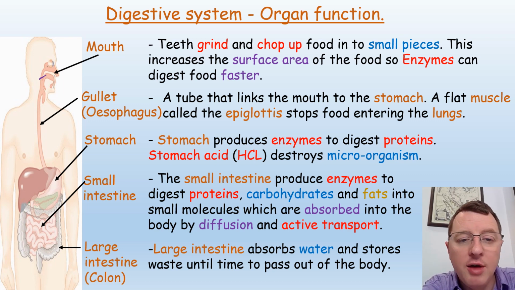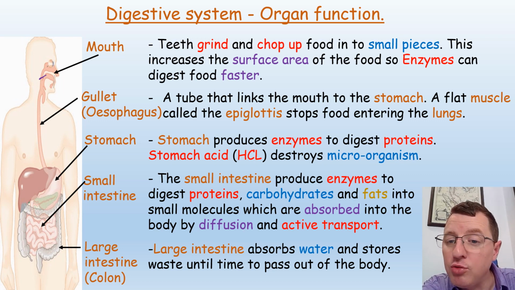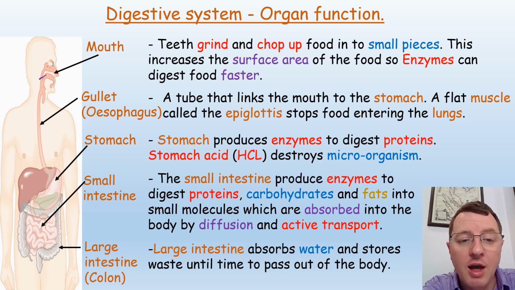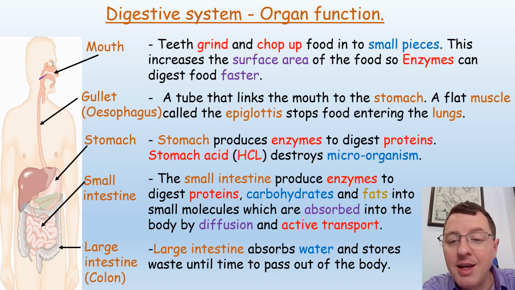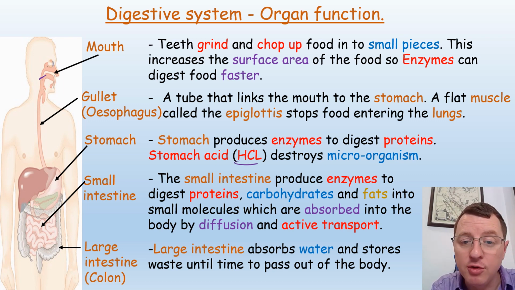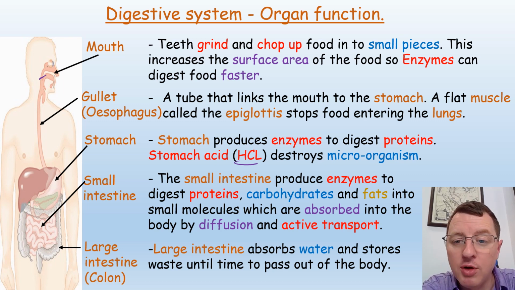Once the food's travelled down the esophagus, it will enter the stomach. Now the stomach produces enzymes which will digest protein. Protein is the only food molecule that is digested in the stomach. No other nutrients are digested in the stomach, only proteins. The enzyme that's actually in the stomach is an enzyme called protease, and that will break down proteins into amino acids. The stomach also contains a stomach acid or hydrochloric acid, HCl for short, which will destroy any microorganisms which are found on your food.